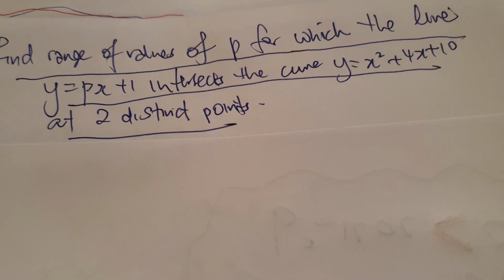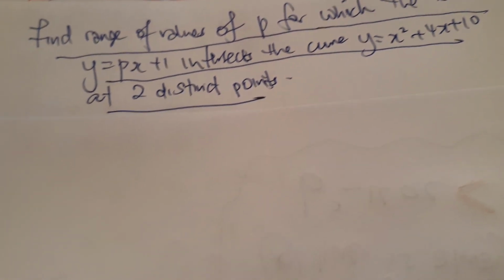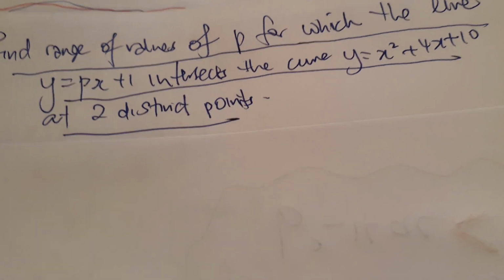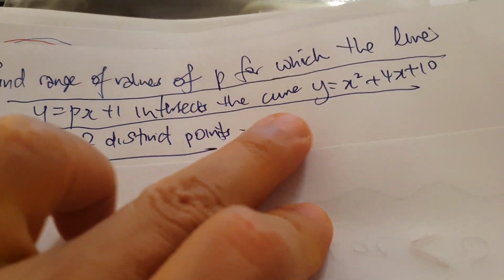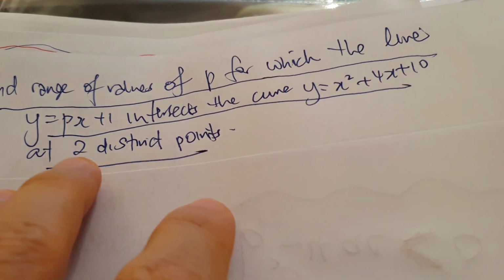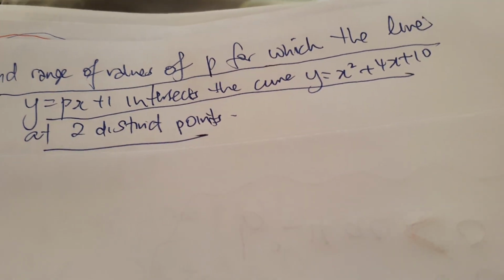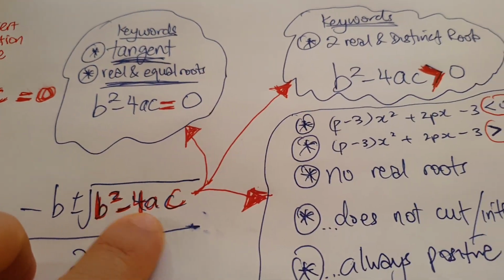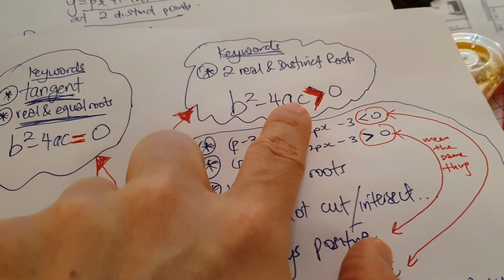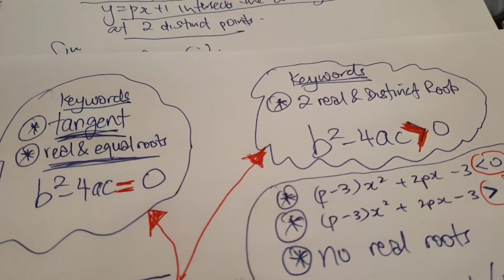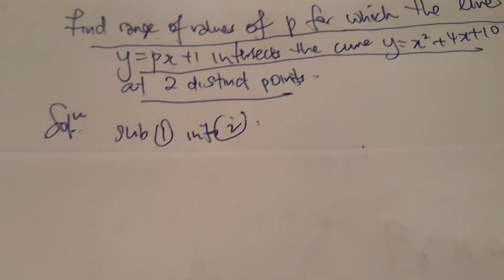This is question number 2 of the ideals worksheet. Alright, so you see here, they say the line y equals mx, but see, it intersects. Did they say how many points? They say 2 distinct points, which means that this must be positive, and when it's positive, you get 2 real and distinct roots. Alright, so please refer to the formula sheet given in your A-Maths exam.